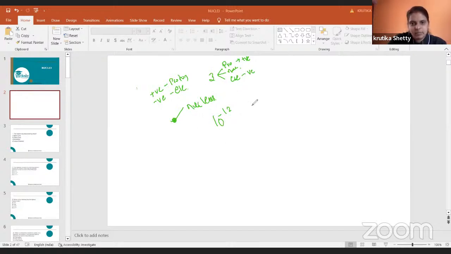Then next, we have some definitions. We are going to define what we mean by atomic number. So what is atomic number? The atomic number is denoted by the letter Z. The atomic number is defined as the number of protons. The number of protons is called the atomic number.